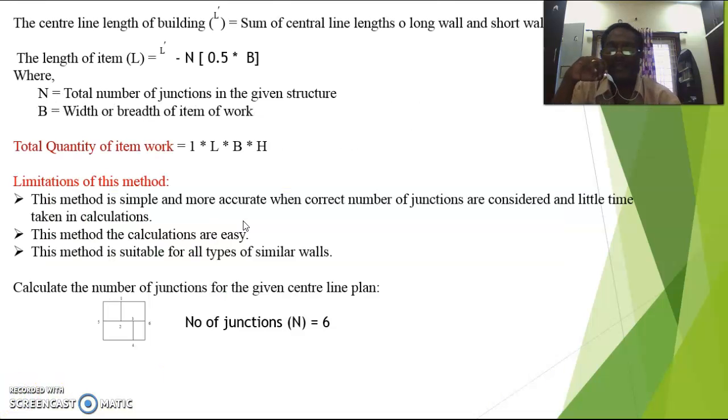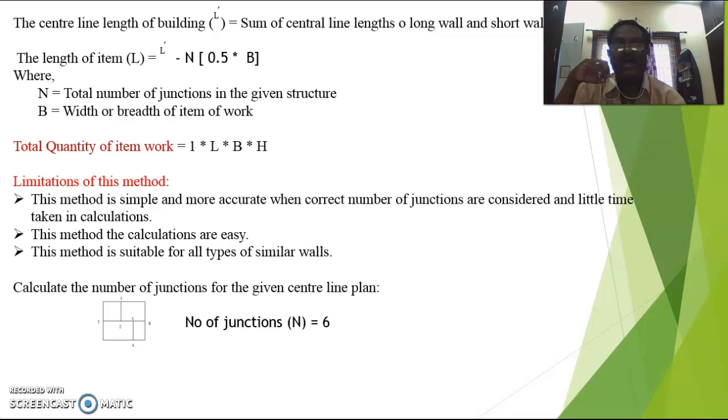In the center line method, first we have to evaluate the total center line length of the building. How to calculate: you have to add up the center line lengths of all walls, either short walls, long walls and cross walls also. Next, how to calculate the length of a wall under any item: L equals L dash minus N into 0.5 times the width of item.